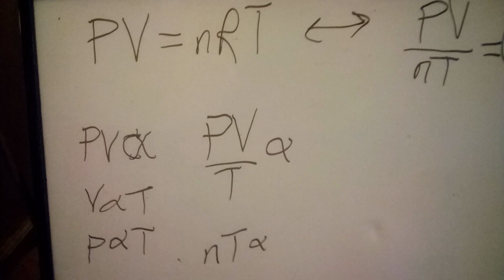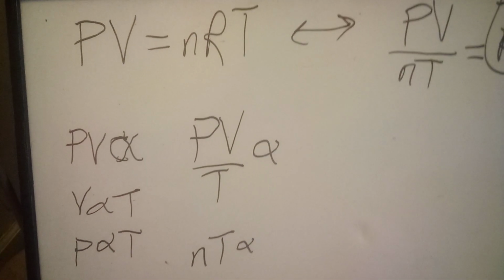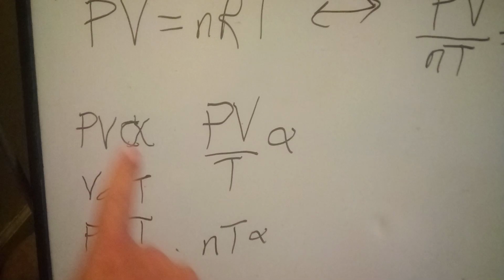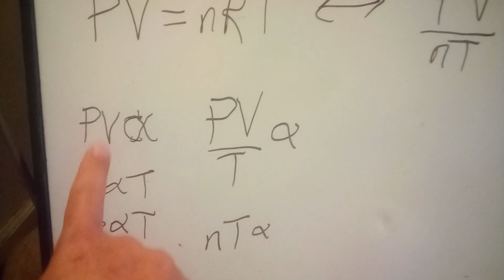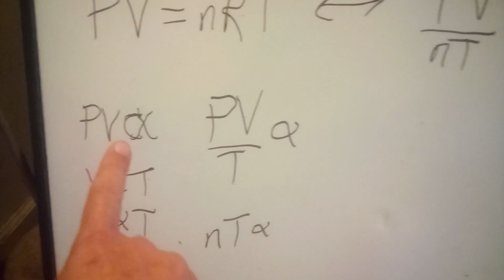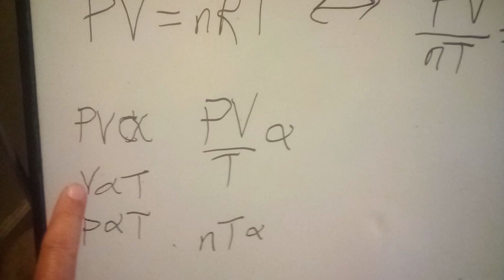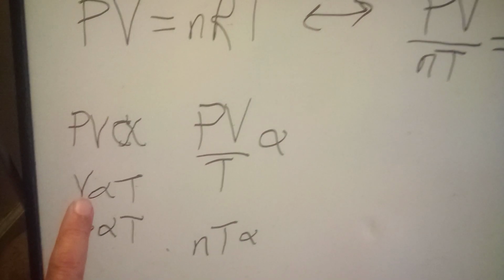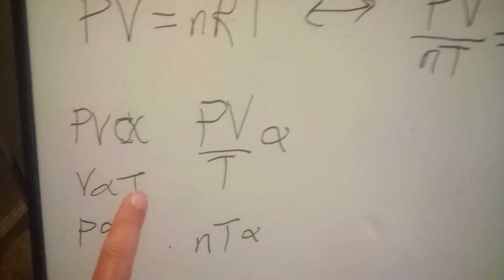Okay, so we say that pressure and volume vary inversely, right? If we have an equation where P times V, as pressure goes up, volume goes down, all things considered equal. Likewise, if volume goes up, pressure goes down, all the things kept equal. So it varies inversely.